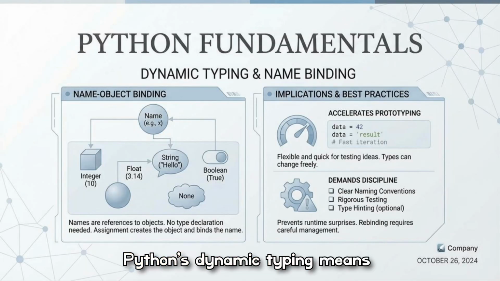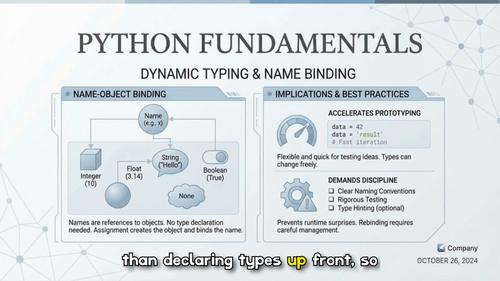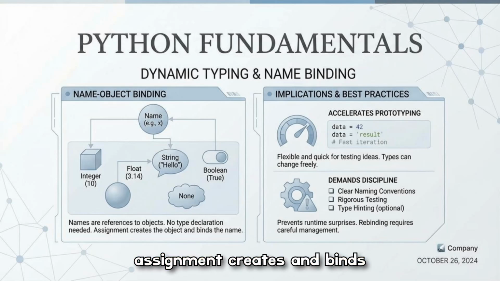Python's dynamic typing means names reference objects, rather than declaring types up front, so assignment creates and binds objects automatically. That flexibility accelerates prototyping, but also demands discipline. Clear naming, testing, and optional type hints help prevent surprises when names are rebound or types change during development.